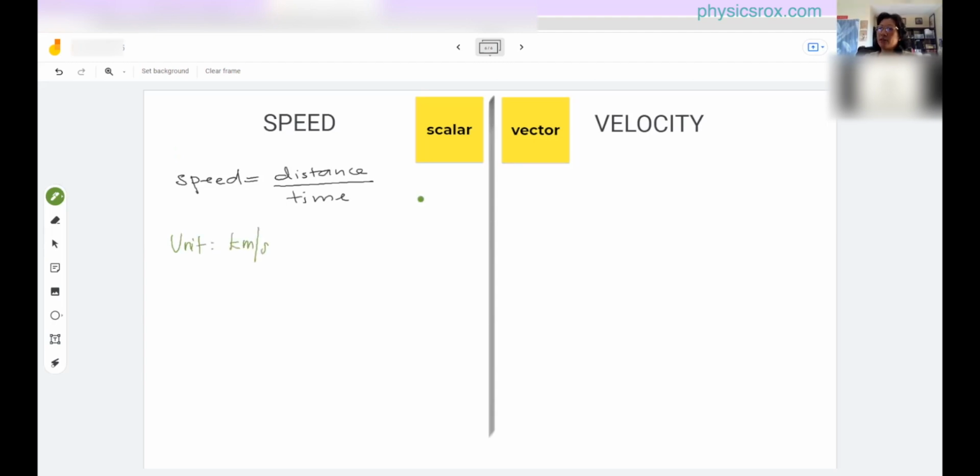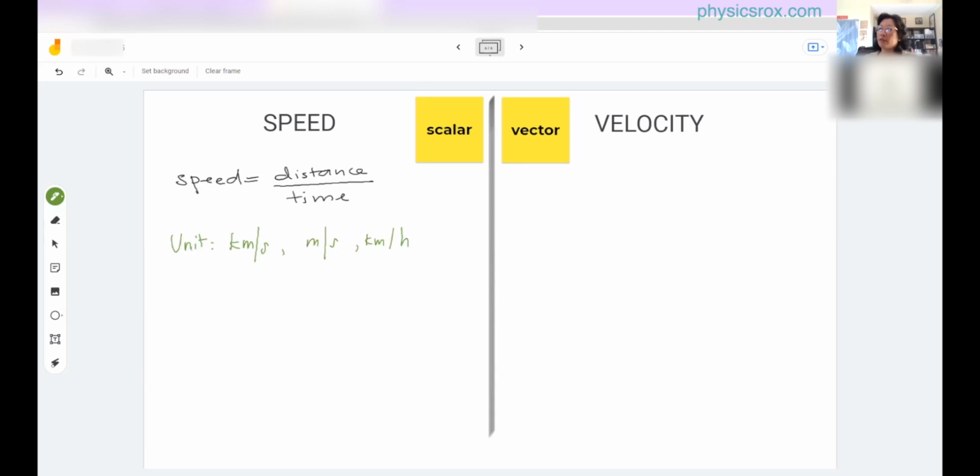Besides that, is there any other unit you know? Yes, correct. Meters per second is the SI unit. So you focus on meters per second, but it's not wrong. You write like that. Okay, so there are a few more. I give you one more. Kilometers per hour also can.